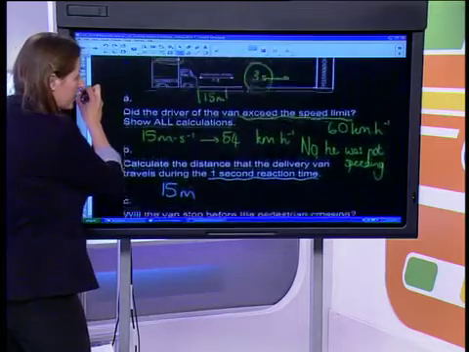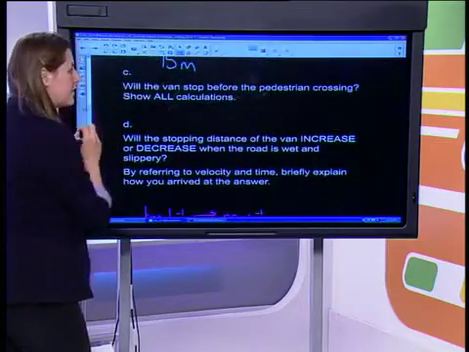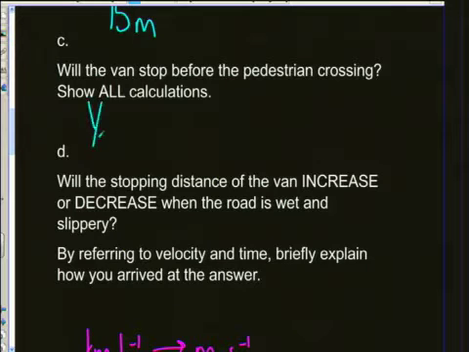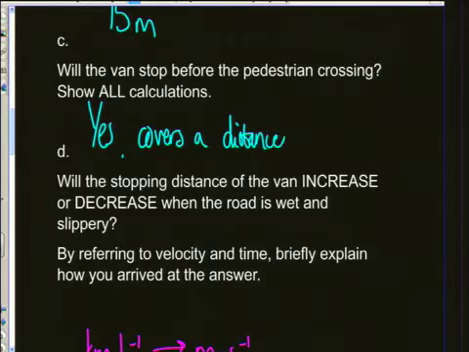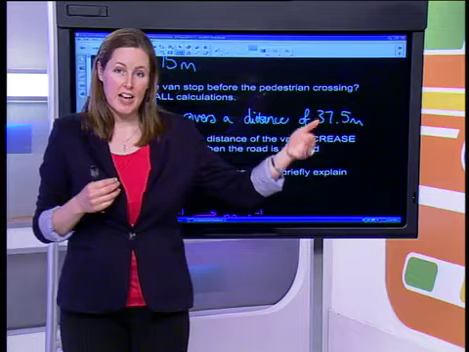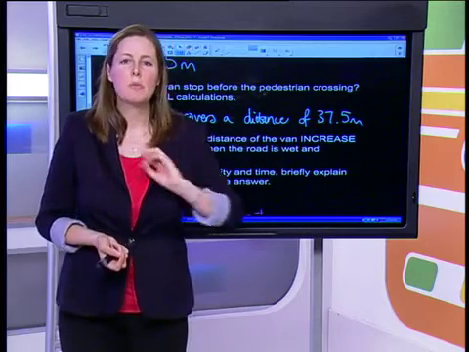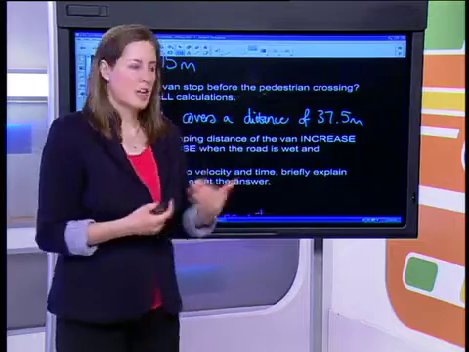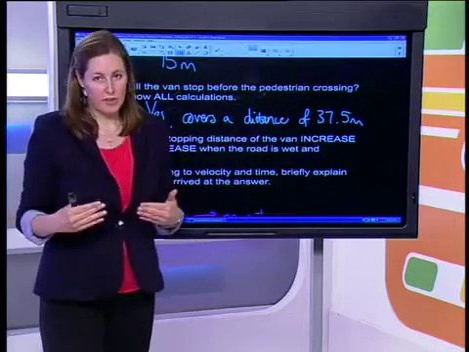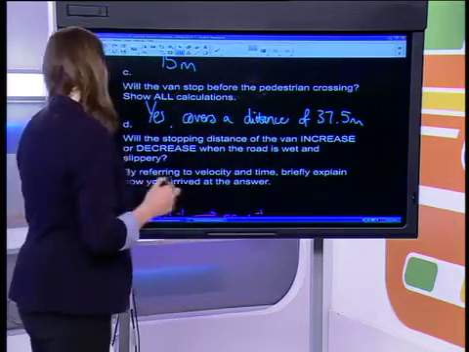So, going across, we had the picture. Will the van stop before the pedestrian crossing? Yes, he will. He covers a distance of the 37.5 meters, which is before the 50 meter. And notice we didn't use that 50 meter in answering the question in terms of substituting that value, but we used that in our comparison at the end. Our answer is within that, and so we can compare that value.